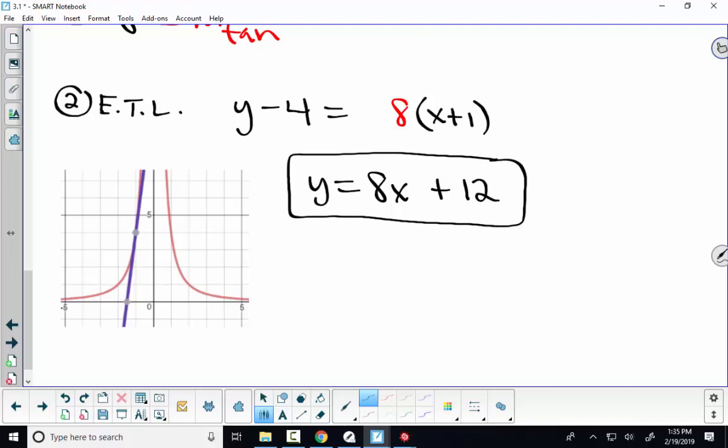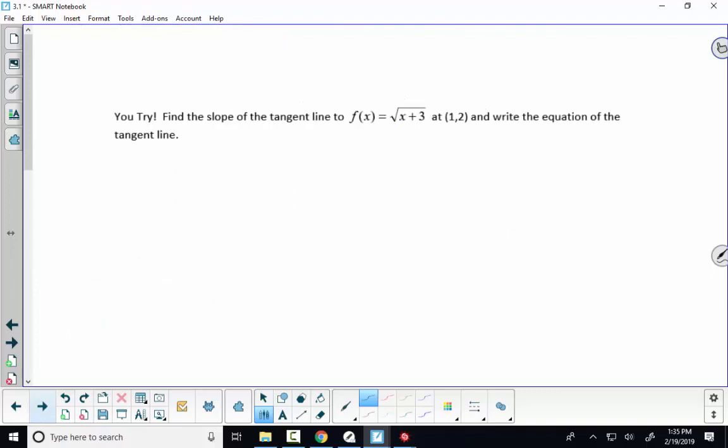All right. Well, you try the function square root of x plus 3 at the point 1, 2. Find the slope of the tangent line and the equation of the tangent line.